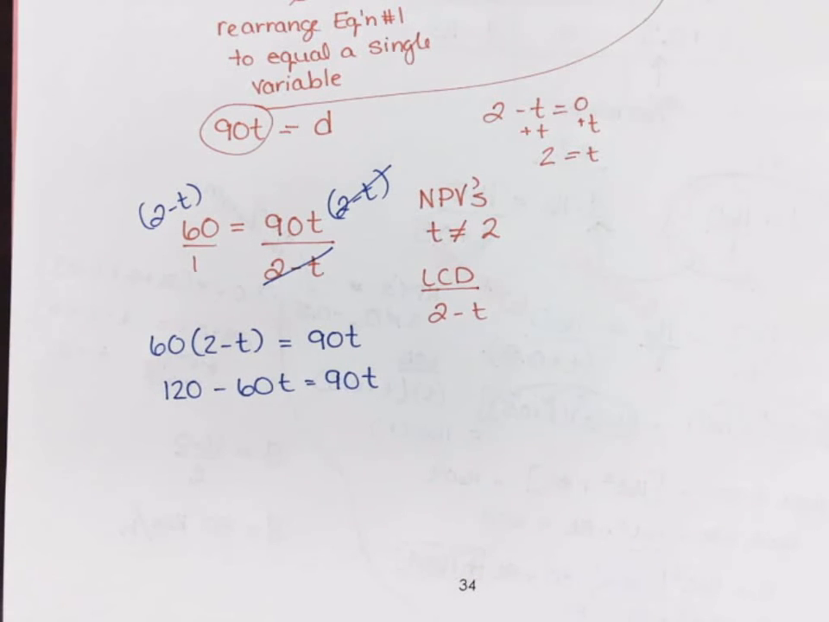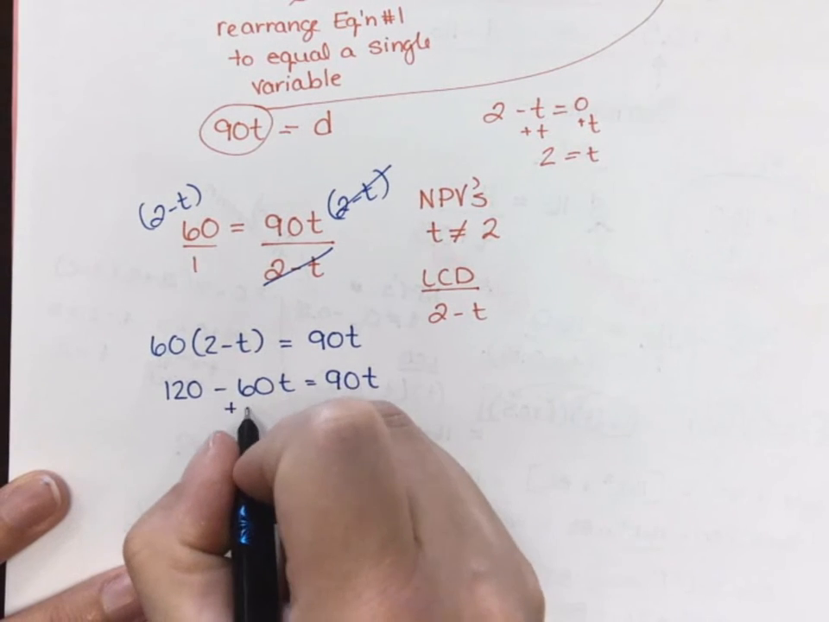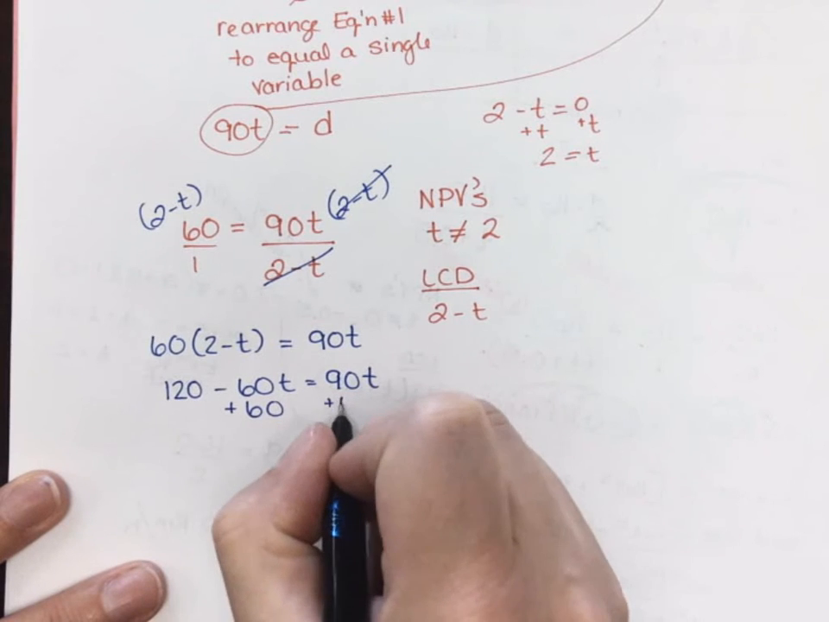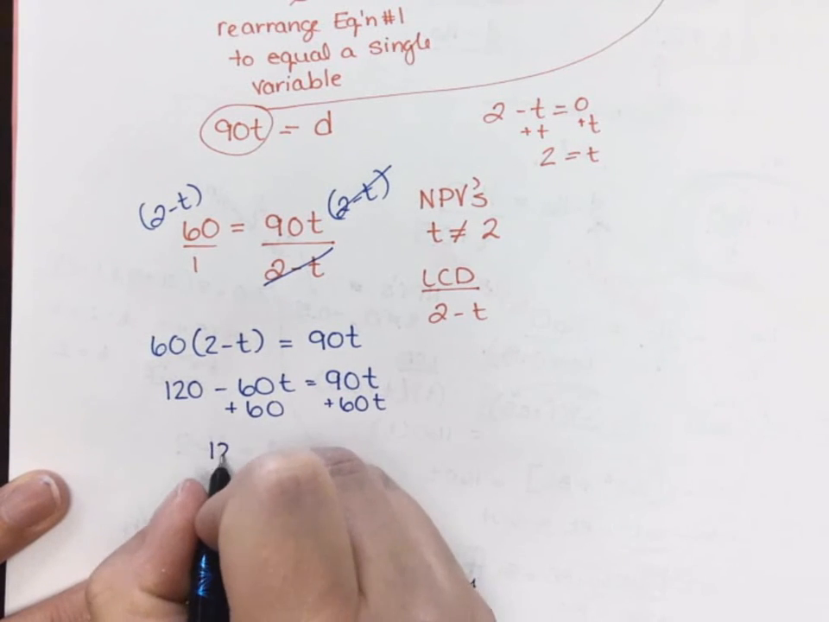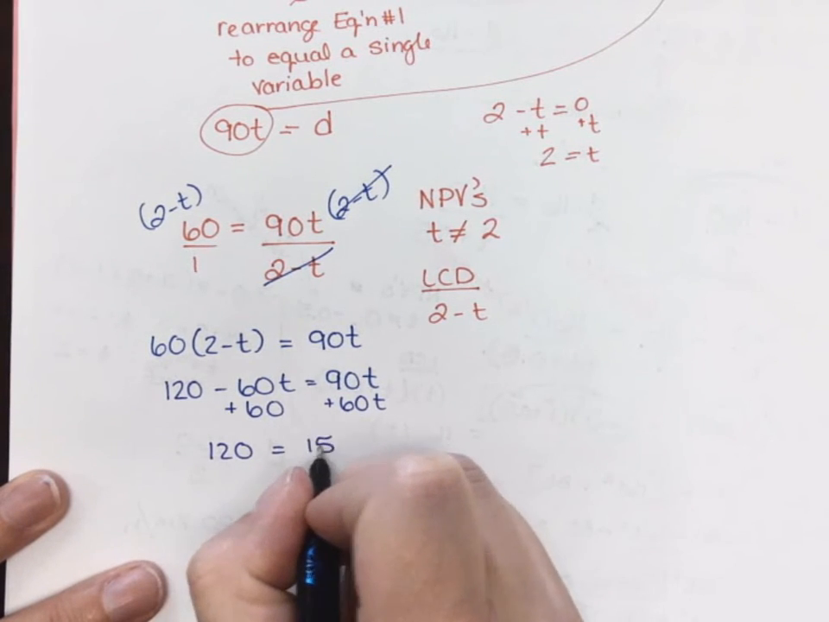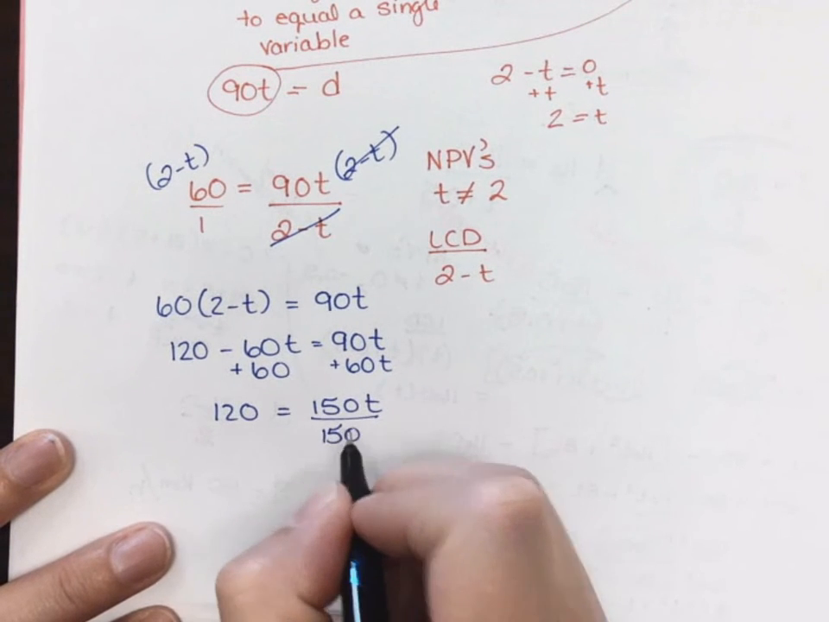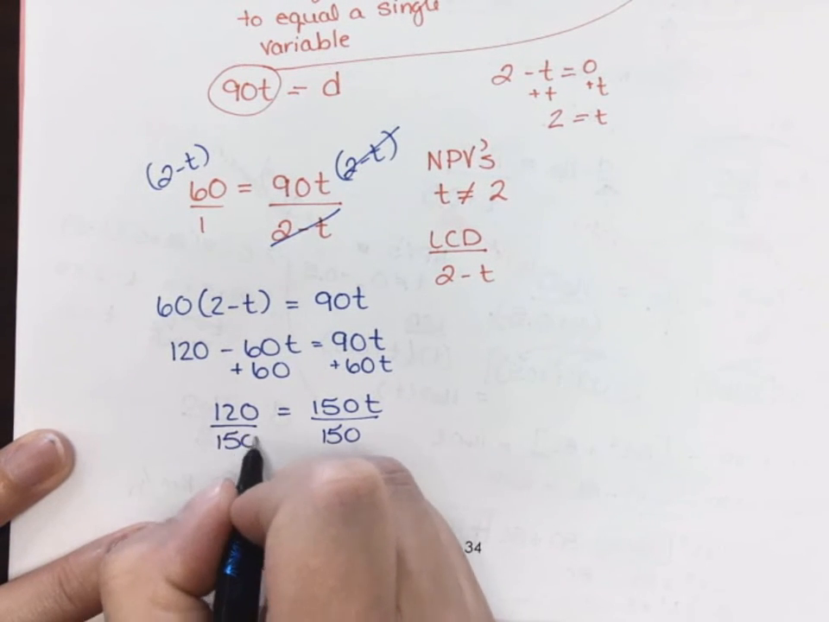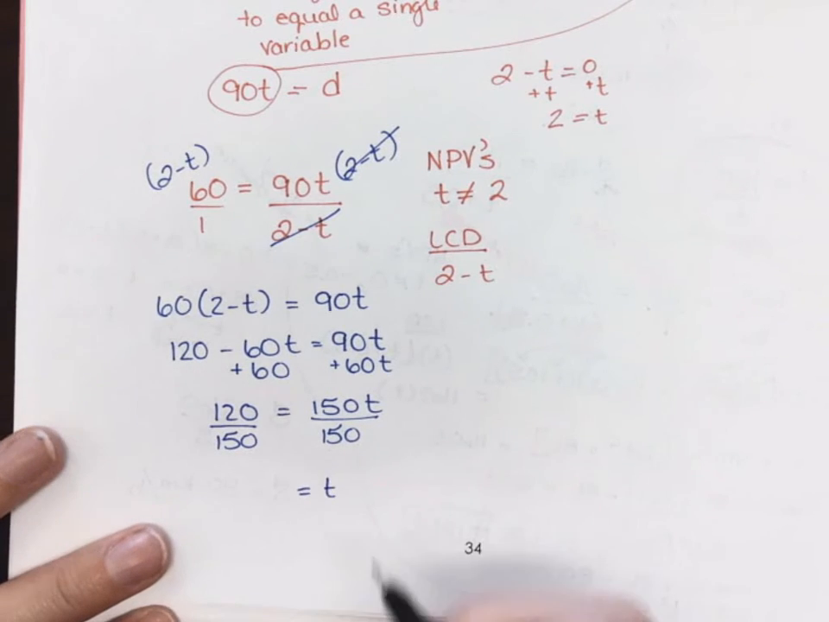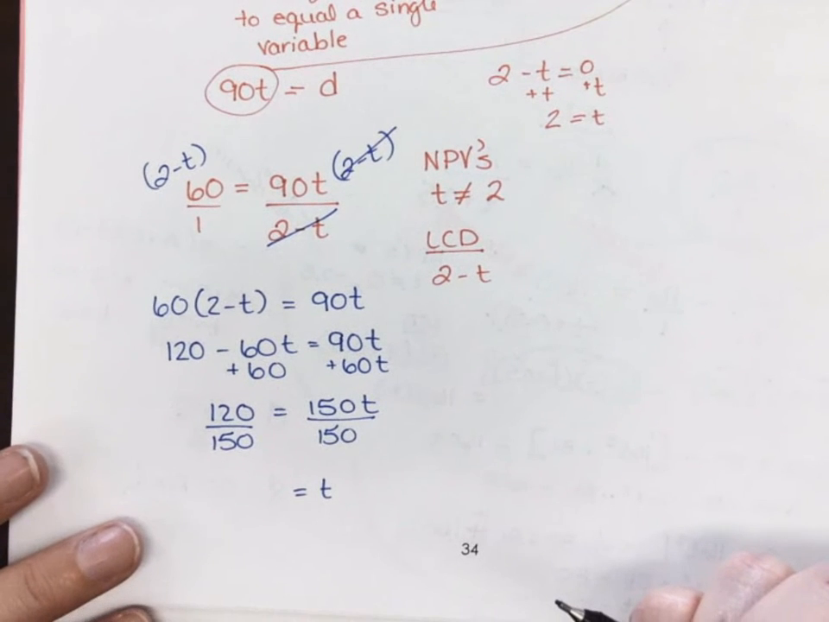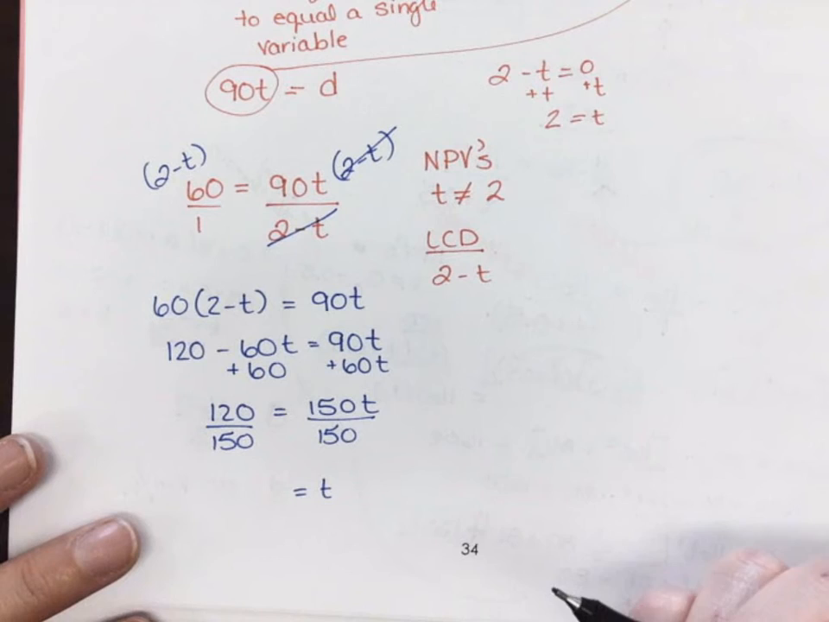So basic algebra or factoring? Algebra, right? Because there's no t squared. That's why we're making those decisions. So I'm going to bring all my t's to one side. I'm going to have 120 equals 150t. Divide by the coefficient. T is equal to 4 over 5.